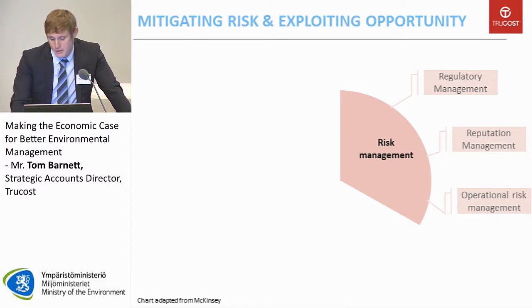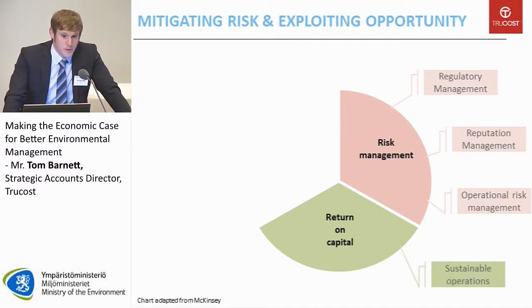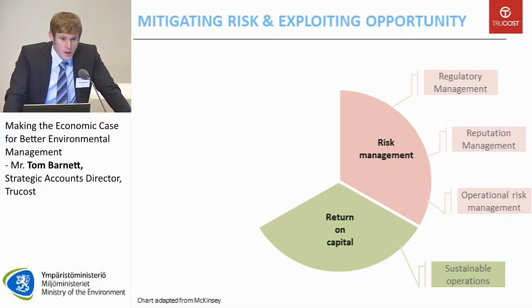The second area is looking at this through the lens of return on capital. So you have sustainable operations. This is about reducing operating costs through improved internal resource management, so looking at things like water, waste, carbon. An example here would be Dow Chemicals, who invested about $2 billion 20 years ago to improve resource efficiency, and to date, they think they've saved around $10 billion.